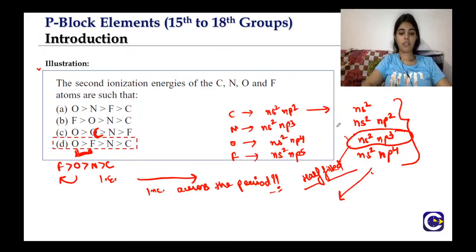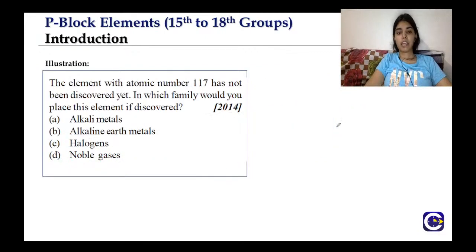Yeah, you all are correct with your answers. Very good. Next, move on. The element with atomic number 117 has not been discovered yet. In which family would you place this element if discovered? Element with atomic number 117.